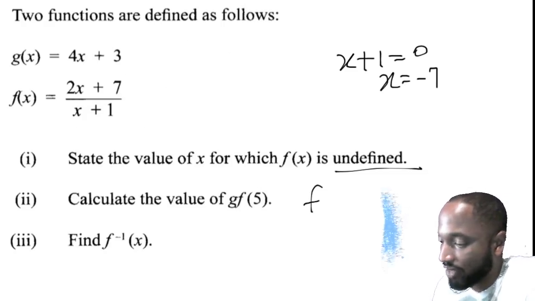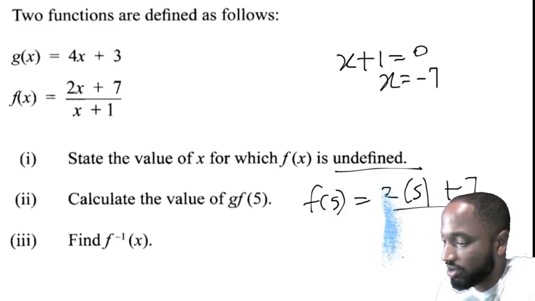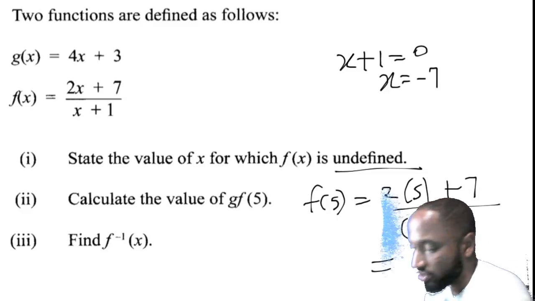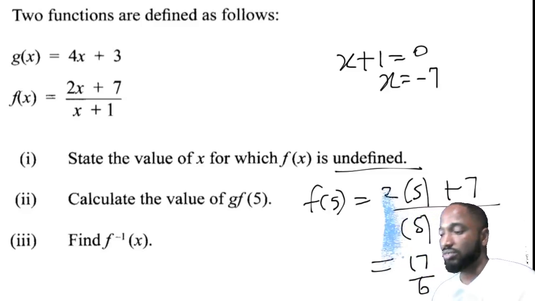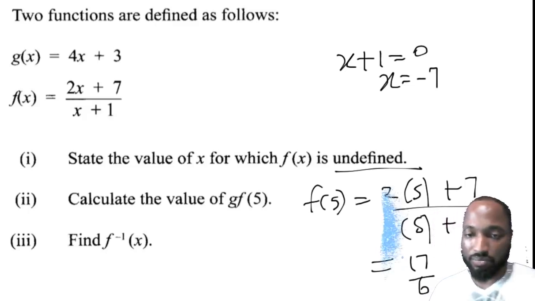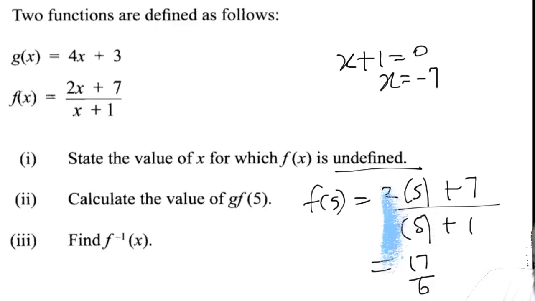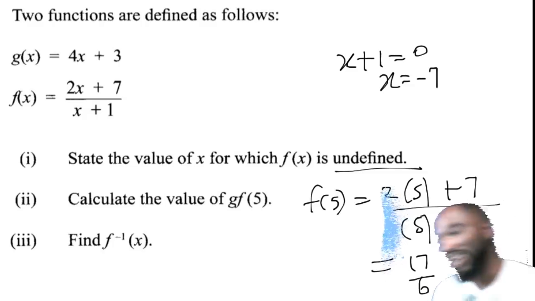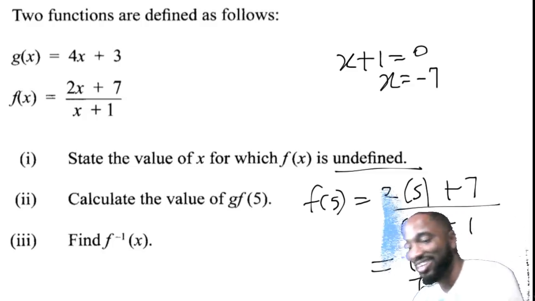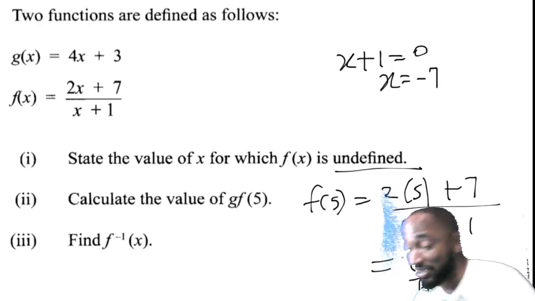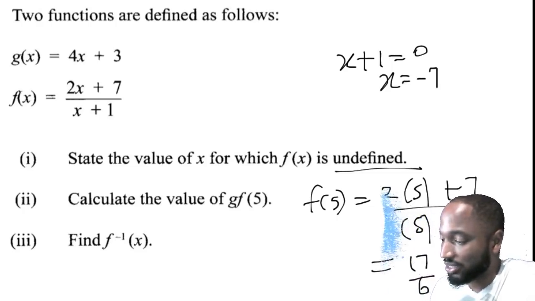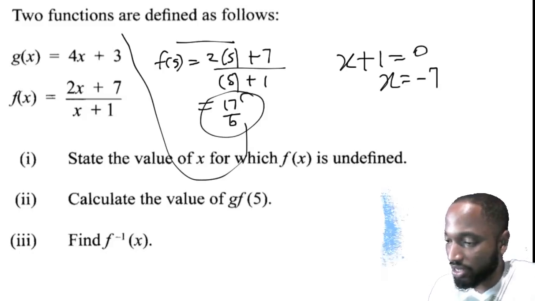So you find f of 5. f of 5 is going to be 2 by 5 plus 7 over 5 plus 1. So this is going to be 17 over 6, because 2 by 5 is 10 plus 7, and 5 plus 1. Alright, so we end up with 17 over 6. Now that we have this 17 over 6, we're going to take this value and plug it into here.